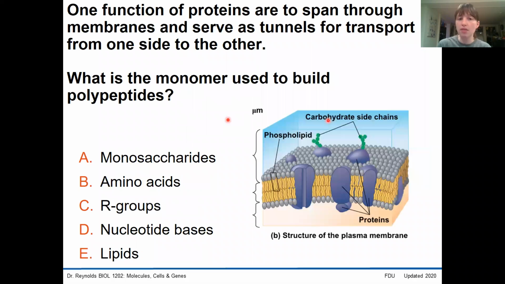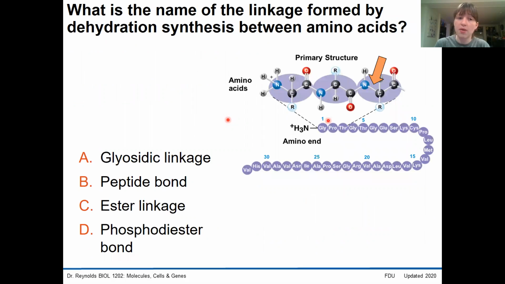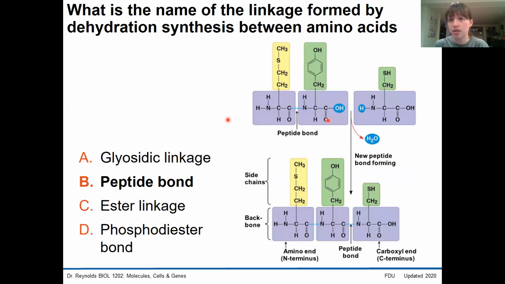Now, what's the monomer used to build polypeptides? That's an amino acid. The name of the linkage between amino acids is a peptide bond. What's the enzyme that synthesizes these peptide bonds? That would be a ribosome.